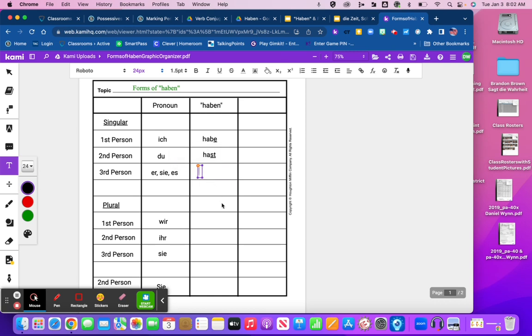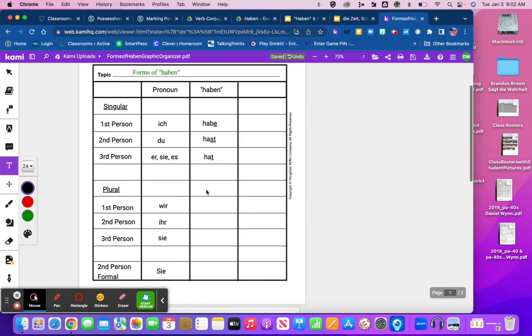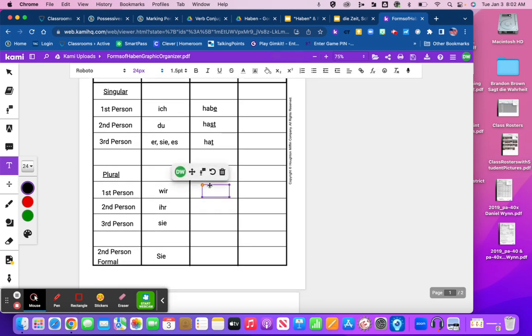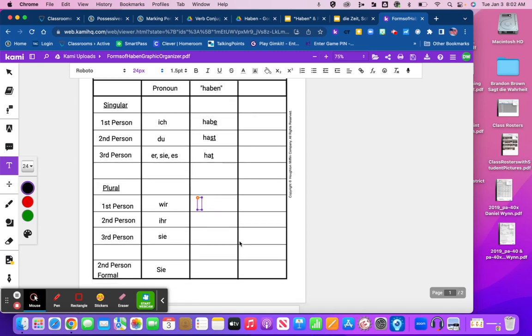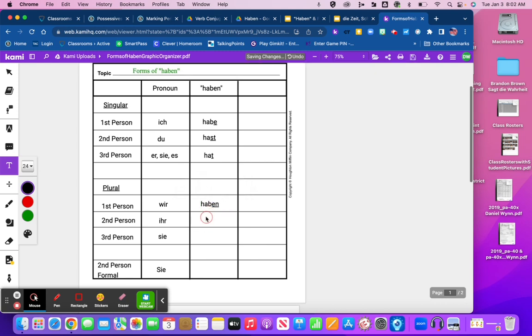Er, sie, es, this is also an irregular verb form. We drop the B and we add a T. So er hat, sie hat, es hat is he has, she has, it has. Then we come down here to the plural. And wir actually doesn't change. We say wir haben. So the ending remains en. We have.